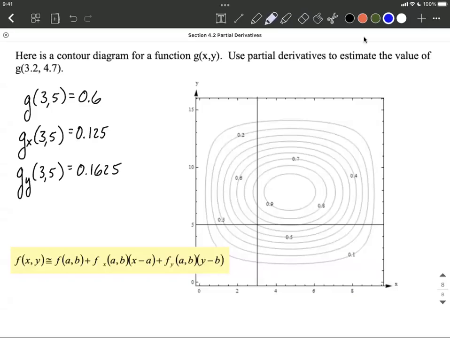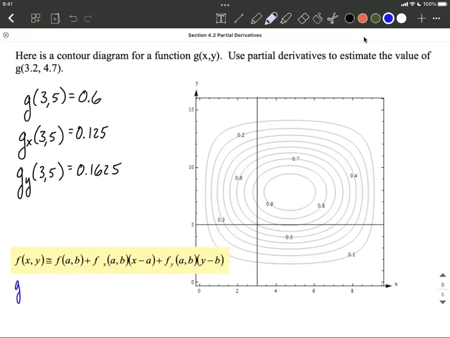Okay, we're given this contour diagram, and what we want to do is use partial derivatives to estimate our g of 3.2, 4.7. So as we do this, we already gathered all this information as far as g of 3.5, which is a point pretty close to 3.2, 4.7, and that equaled 0.6. We got the partial derivatives with respect to x and with respect to y in the very first video that I made in this section. So you can look in the playlist if you didn't see where those came from. But we're going to fill into this formula down below to get our estimation.